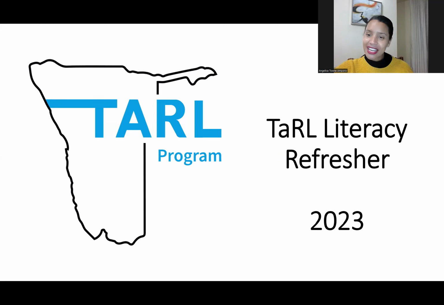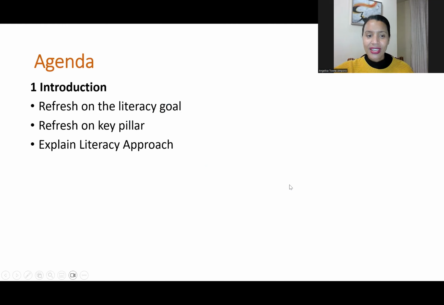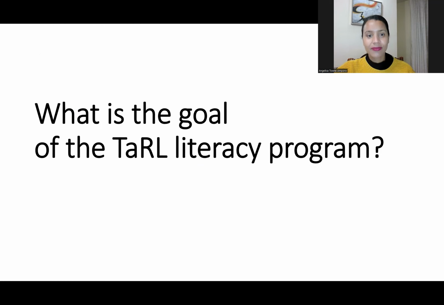Welcome to Teaching at the Right Level, Namibia's Literacy Refresher Training. So today we are going to refresh on the goal of our literacy program, one of the key pillars of TaRL, and explain our approach to literacy.